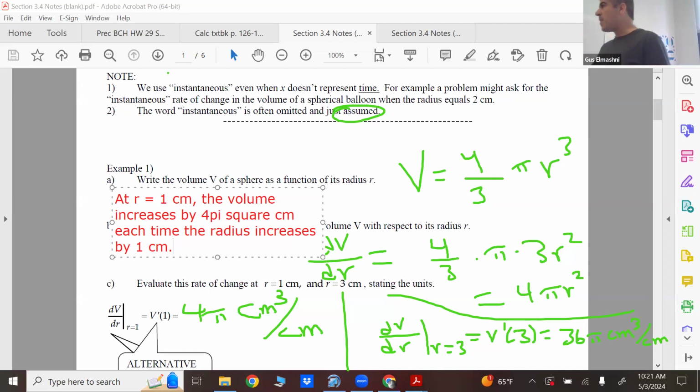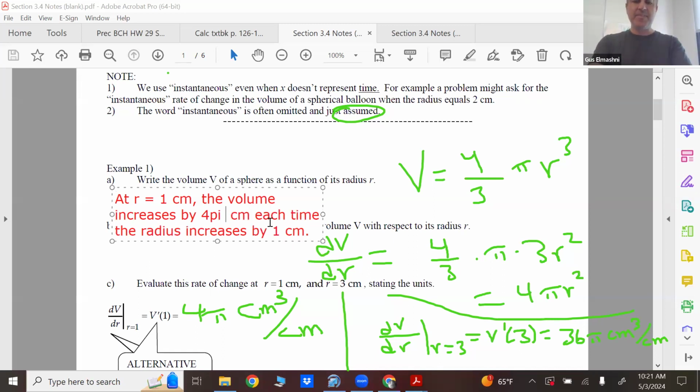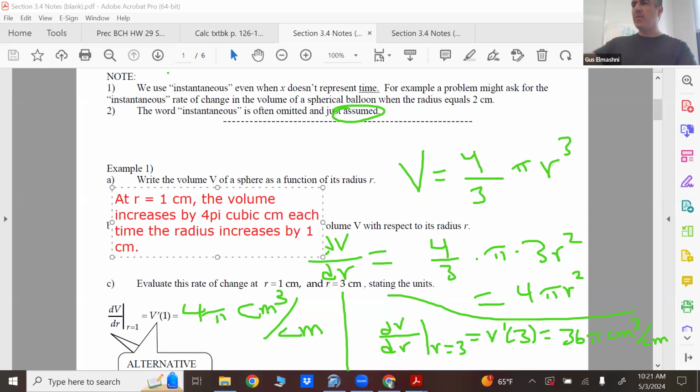For the notation, we probably have centimeters cubed over centimeters, but on the right, we put centimeters squared. No, I want this one. I don't want centimeters squared. Oh, you said square centimeters. Oh, sorry, I messed up. My bad. My apologies. Thank you, dude, for catching that. 4 pi cubic centimeters. My apologies. Cubic centimeters. We're okay? All right.